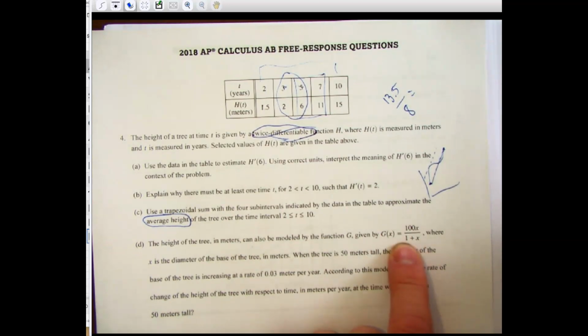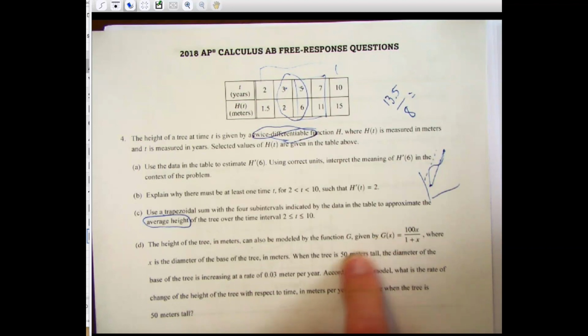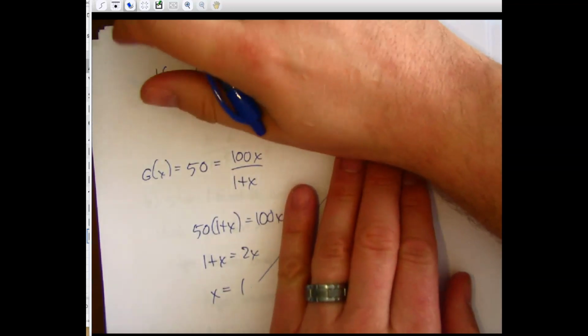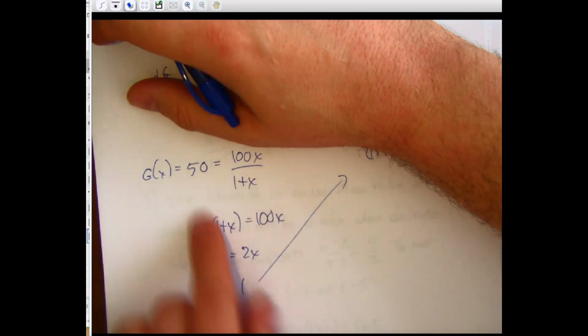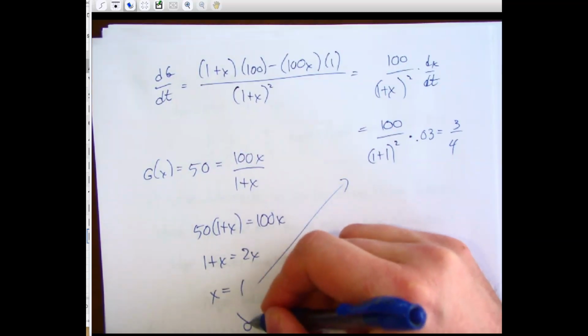So they give us the height of the tree is this g of x function right here, where x is the diameter of the base of the tree. And the tree is 50 meters tall. So right there, they're giving me g. So they're telling me g is 50. What I did with that, I didn't do it till the end, but I'm going to explain it first. I plugged in 50 here, multiplied both sides by 1 plus x, divided by 50 to get this, and I found out x equals 1. So what I found was the diameter of the tree. So this is your diameter.